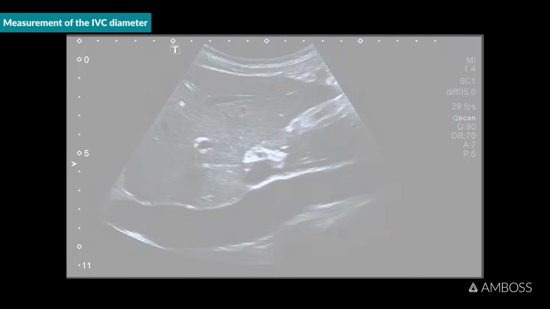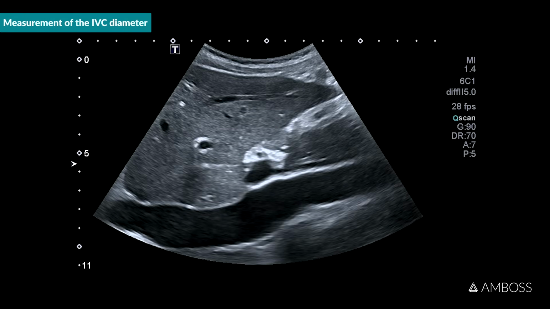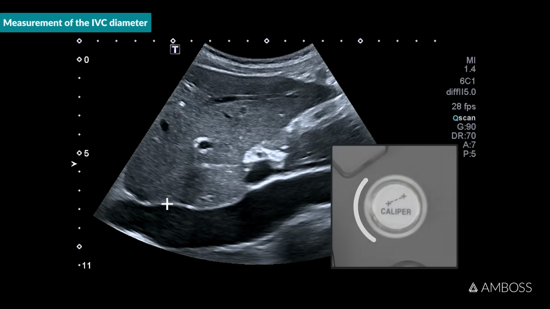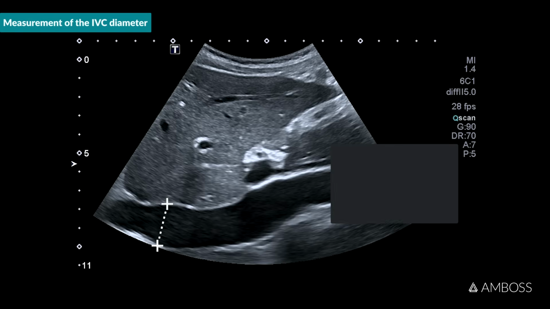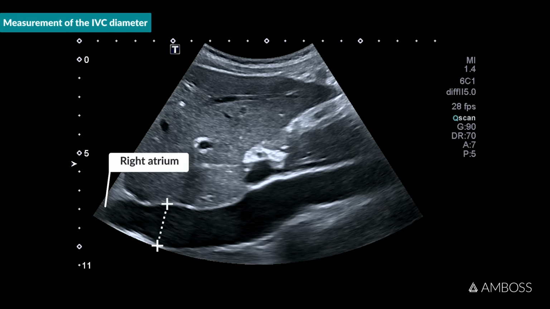To measure the IVC diameter, freeze the image, then take measurements at peak expiration and inspiration. Use the caliper or measurement button to draw a line at a right angle to the vessel's long axis. You can measure either just distal to where the IVC enters the right atrium or 2 centimeters proximal to the junction of the IVC and hepatic vein.